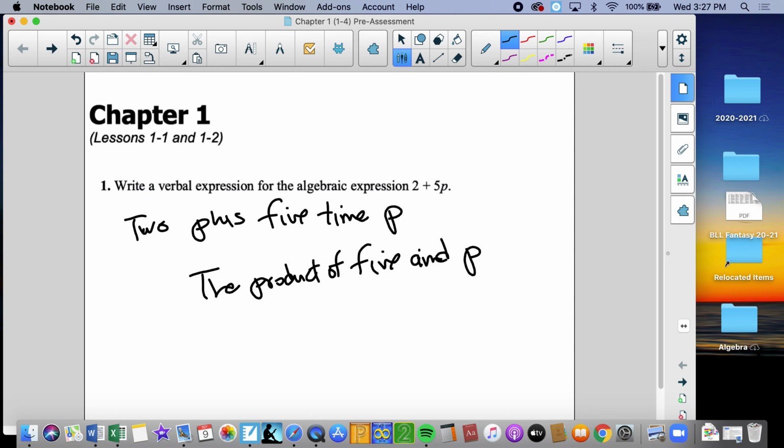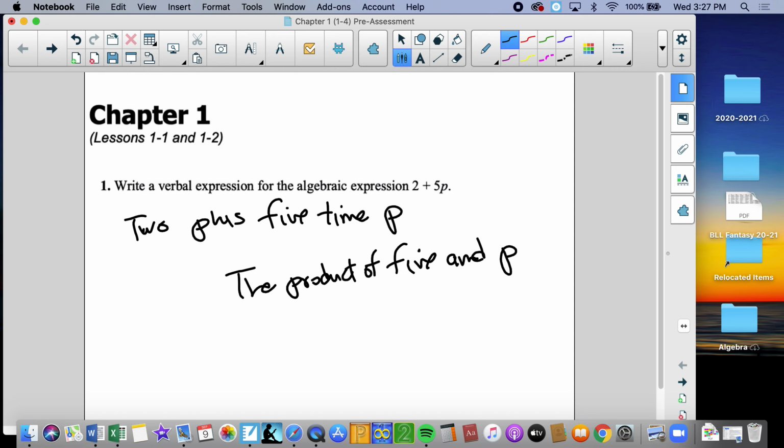Well, let's do this. We can actually do it this way. Oh, watch that. I'll put the dot right over it. You can say 2 plus the product of 5 and p. I like that. Those are two of the most common. On the quiz, it'll be multiple choice. On the assessment, it'll have multiple choice, so there'll only be one right answer.